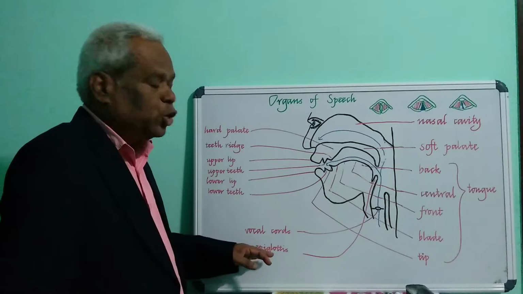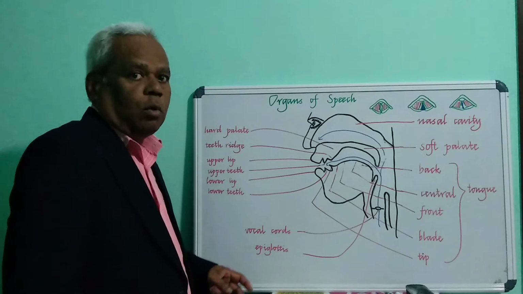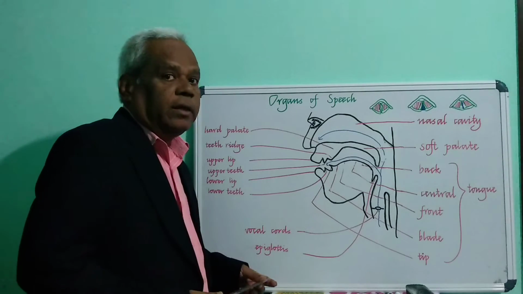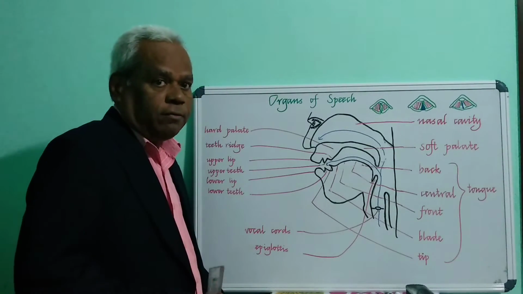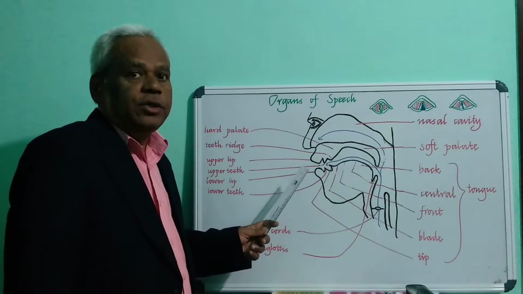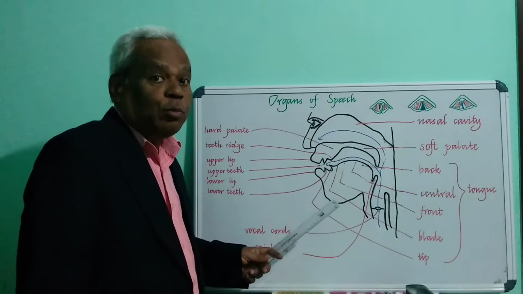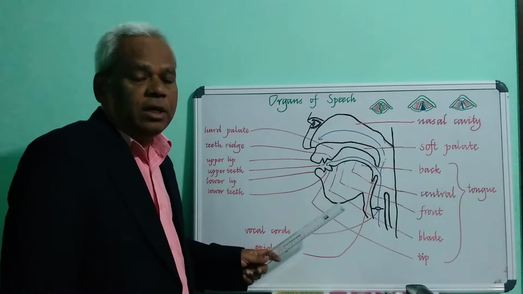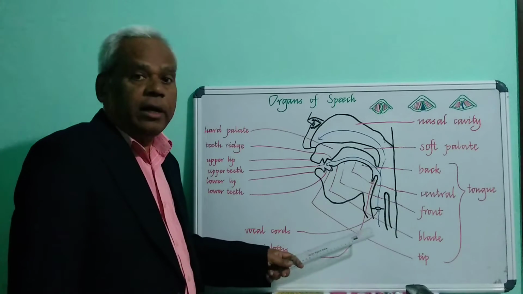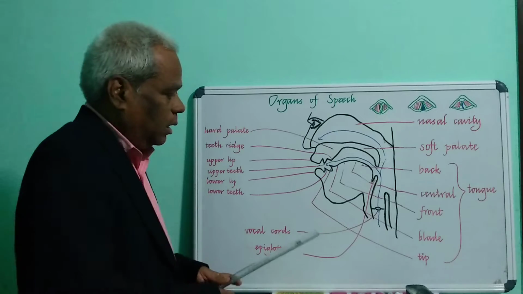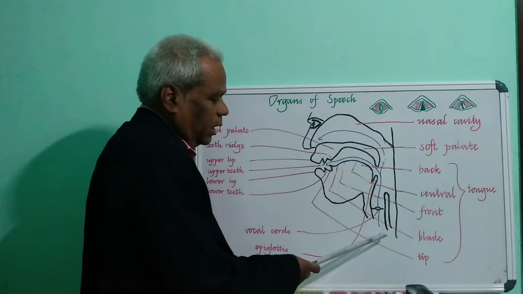Let's see the functions of the organs one by one. First, the main source of energy for the speech sounds is the air released by the lungs. We make use of the outgoing air to produce these speech sounds. Now look at the diagram.